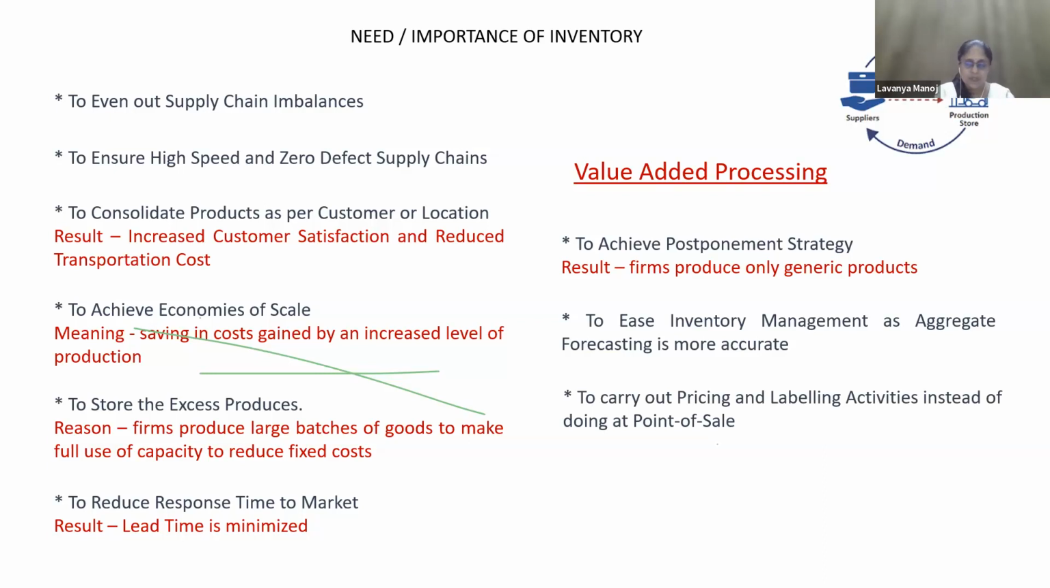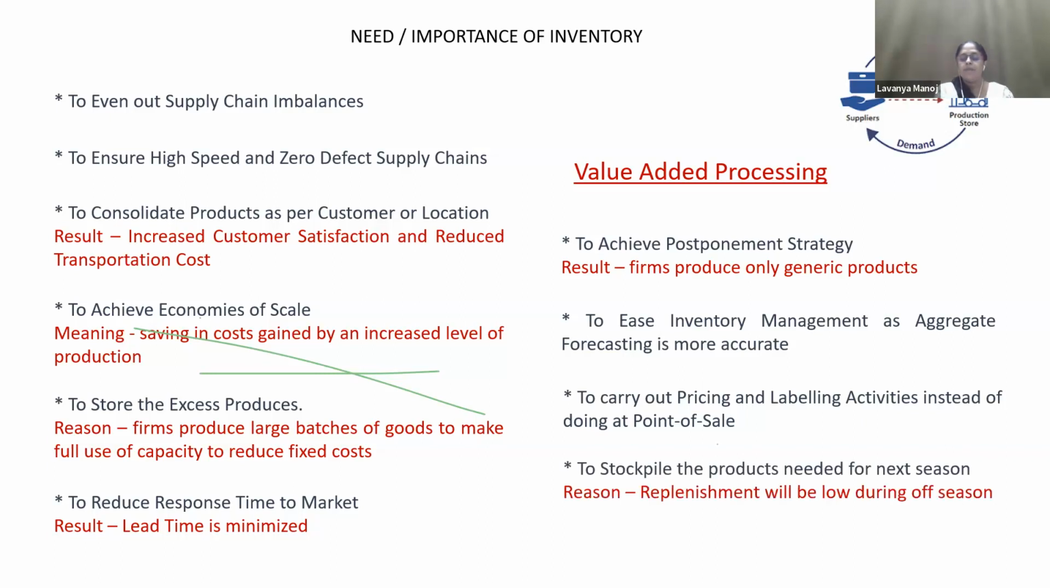So what is point of sale? The point where the actual sale happens. That is the point of sale. So it cannot be done on the factory floor, or at the point of sale place. This can be done only in the storage unit where the inventory is kept. So of course we need the inventory readily available in the storage space. Finally, to stockpile the products needed for the next season. So these are the reasons.